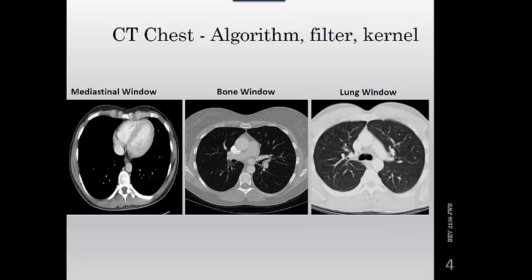On the lung algorithm, the vessels become more apparent, and you can see them here. They're filled with contrast, and you can tell they're vessels because of the filling with contrast.